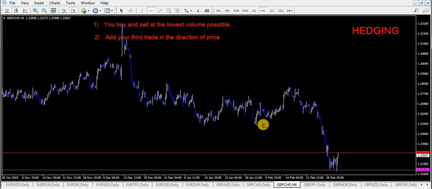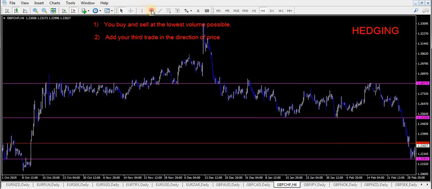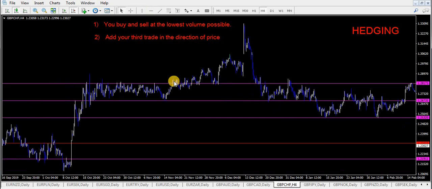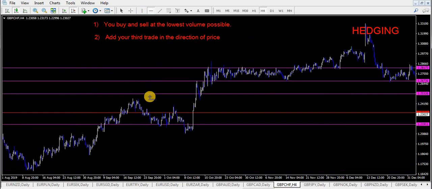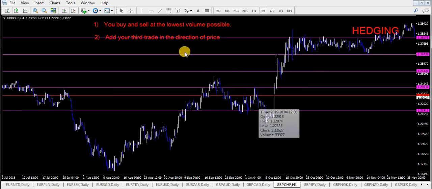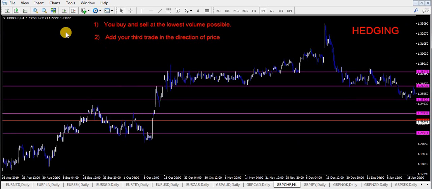somewhere here, here, here, here. Just place the support and resistance on the 4-hour at levels that you know are actually strong.